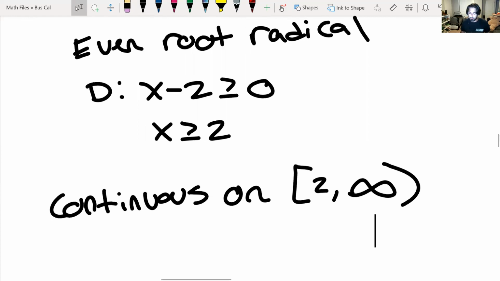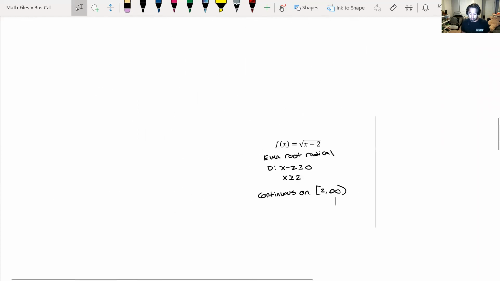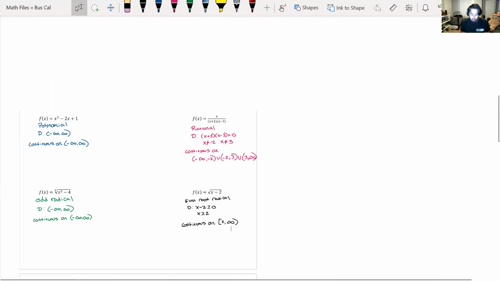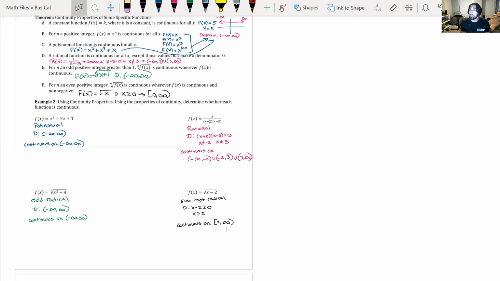All right. And there's our lesson in domain and continuity. If you know the domain of a function and you know the type of function, then you know where it is continuous and where it's discontinuous. So, perfect. Look at those work hand in hand.